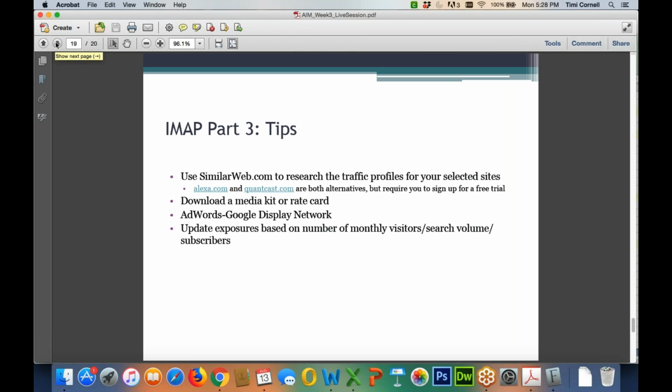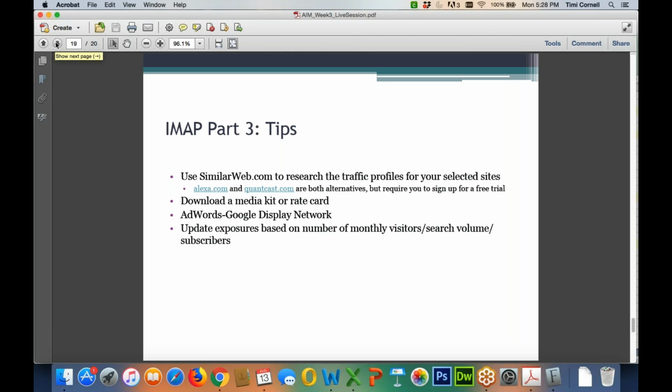All right, just a few tips. Use SimilarWeb to research traffic profiles for your selected sites for both the broad and targeted campaigns. Alexa and Quantcast are great alternatives. However, they do require you to sign up for a free trial, which is not fun. So that's why I like SimilarWeb. Also, download a media kit or a rate card. Even if you do find a media kit or rate card, please make sure you do your due diligence and research these sites using SimilarWeb or Quantcast or Alexa.